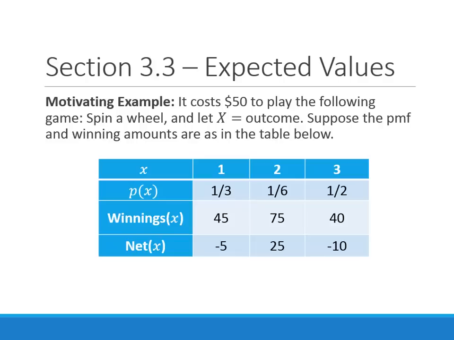And then we're told what our winnings are. So if I spin a 1, I win $45, which means that I've lost $5 because I paid $50 to play. So if I win only $45, I'm out. My net is negative $5. And so on. If I spin a 2, I win $75, which means that my net is $25 since I spent $50. Similarly, if I spin a 3, that's bad. I only get $40 back, which means I've lost 10.